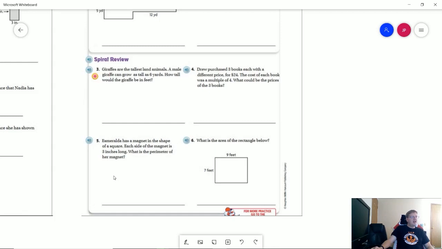And number 5, again, we're making a square magnet, 3 on each side, just apply the formula for perimeter. And again, number 6, just a simple multiplication problem to get the answer for the area for that.